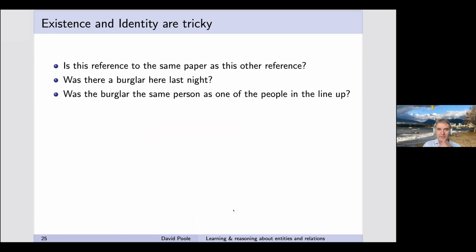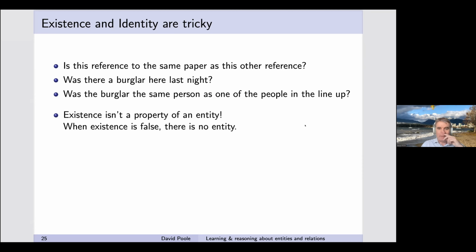Okay. It's actually a tricky problem. If you want to count references in CiteSeer or Wiki or Google Scholar, one of the things they worry about is: is this reference the same paper as this other reference? So that's an identity problem. Is this the same as that? Was there a burglar here last night? It's an existence problem. Was there someone here who was a burglar? Was the burglar the same person as one of the people in the lineup? Right? It's an identity problem.